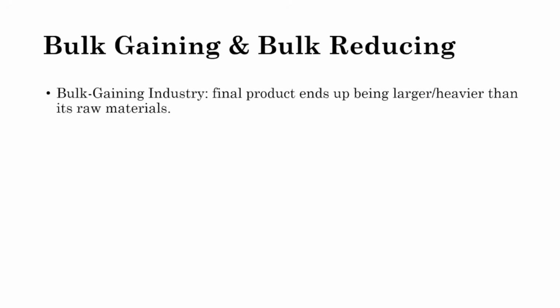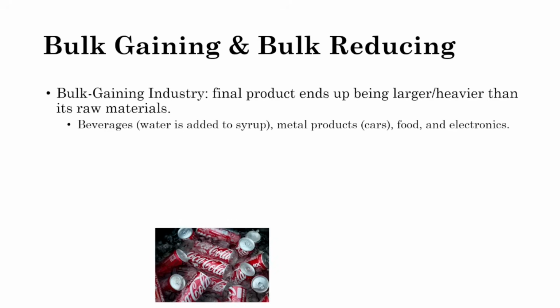So let's move on to these transportation costs a little bit more and talk about bulk gaining and bulk reducing industries. Yes, we're talking about lifting weights. Bulk gaining industries. The final product ends up becoming larger and heavier than its raw materials. So beverages, for one, you start out with the bottle or the syrup, and then you add stuff to it. Obviously, it's going to get heavier. Water is very heavy. But if you look at metal products, so things like cars, toasters, those are all bulk gaining industries. Food as well, so canned peaches, that's a bulk gaining industry. You start out with a peach, then you put it in a can. Now it's heavier. Who would have thought?